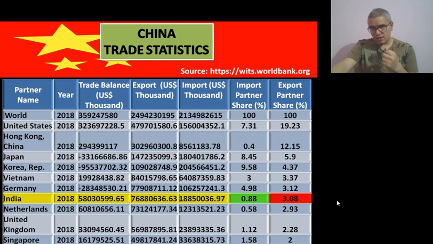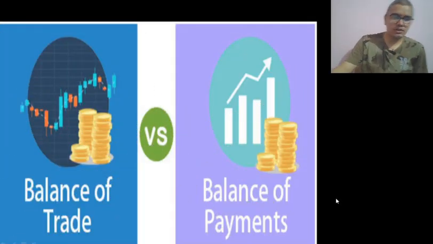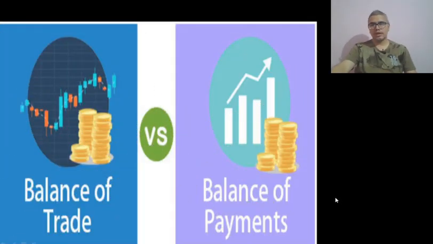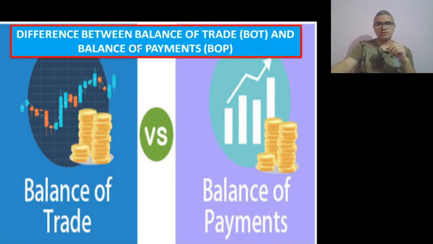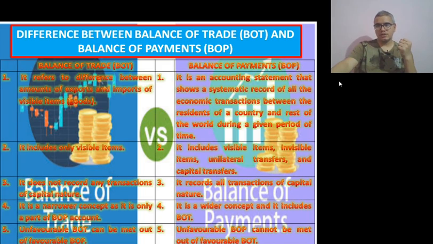Now, moving on to the topic that we have been discussing in our chapter. This is a very important topic for the boards: the difference between balance of trade and balance of payments. You will find that this question comes for 3 or 4 marks in your board exam. If it comes for 4 marks, you have to write 4 differences, and if it comes for 3 marks, you have to write 3 differences. So let us see the differences.